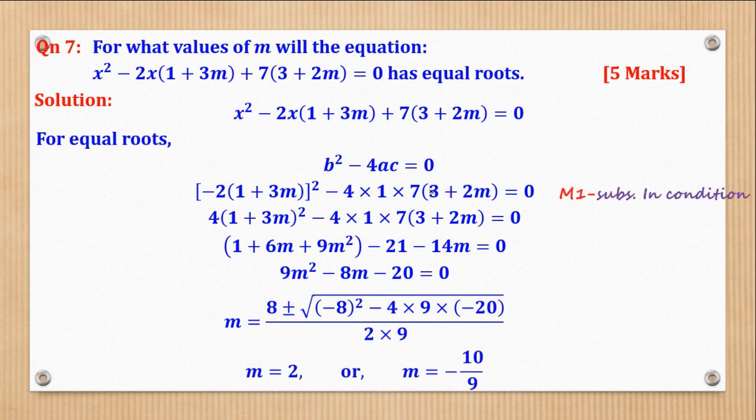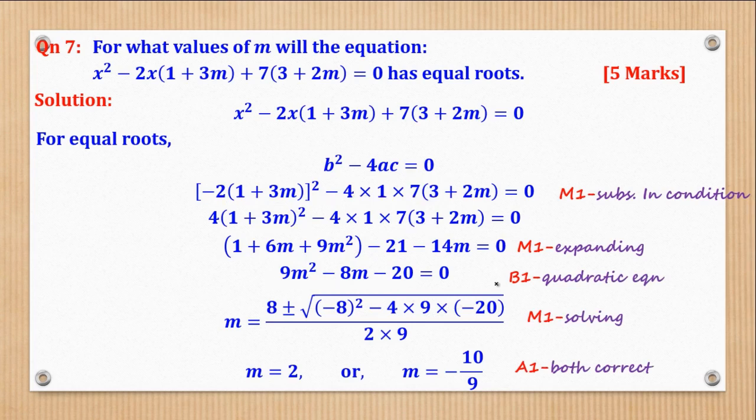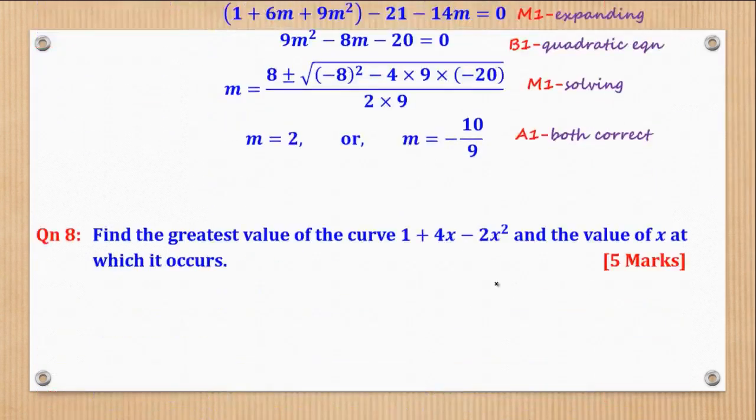So M1 was for substituting into the condition for repeated roots. Another M1 was for expanding everything, this and that. Then B1 was for getting a quadratic equation in a simplified form. M1 for solving that quadratic equation, and A1 for the two values of m. So that is how the 5 marks came about.